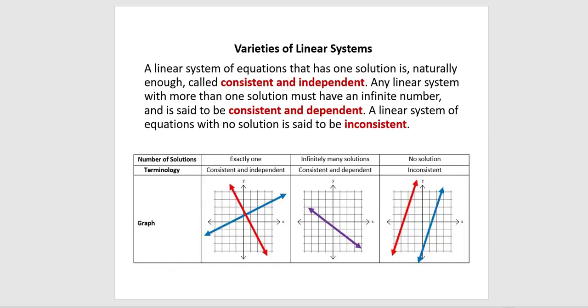Now this slide shows us the 3 different types of systems of equations. The first type is a one-answer solution. This is the intersection point of 2 lines. The second type is for systems of infinitely many solutions. Here the 2 lines are the same line. They're just written in different forms. The third type is a system of no solutions. These 2 lines do not intersect. They are parallel.